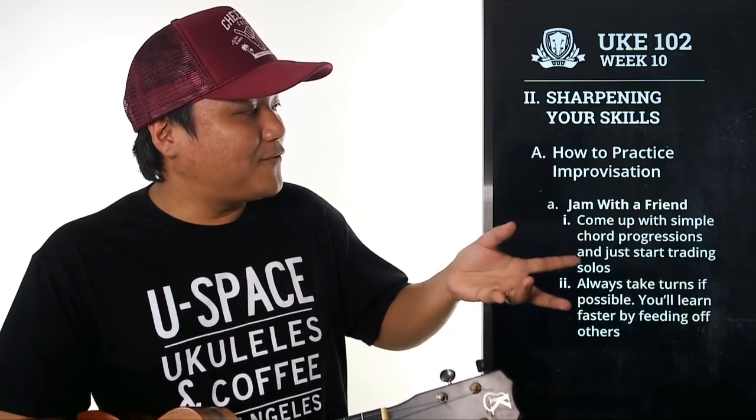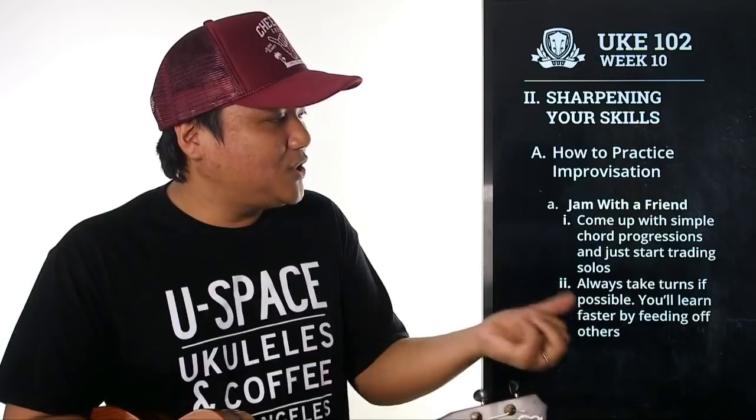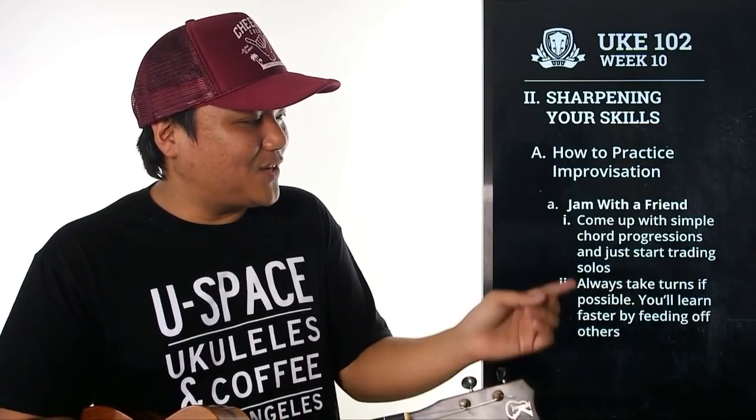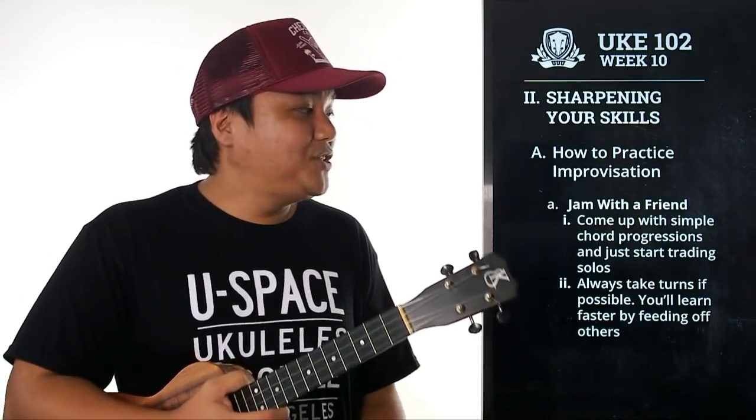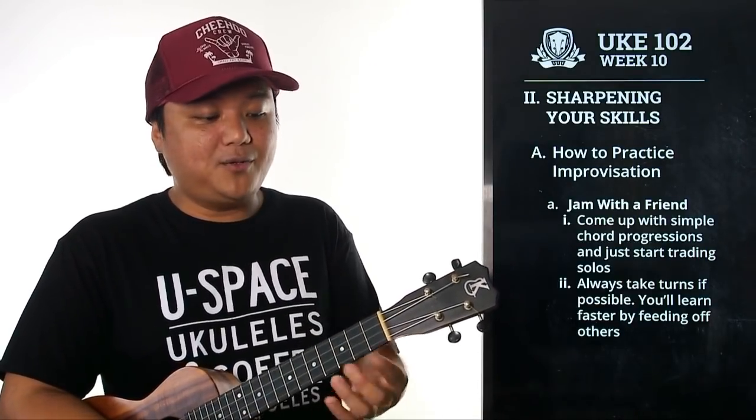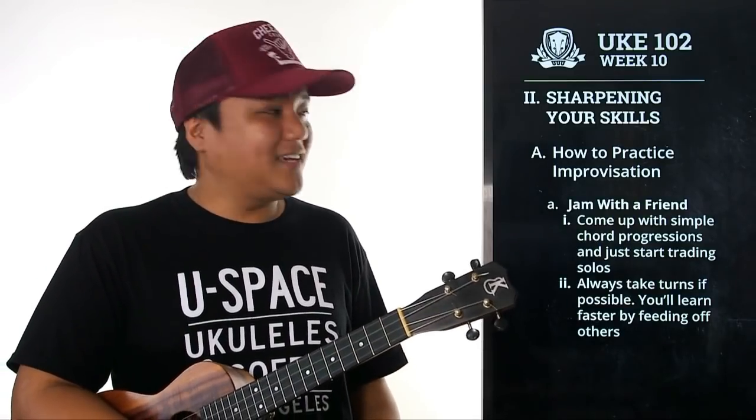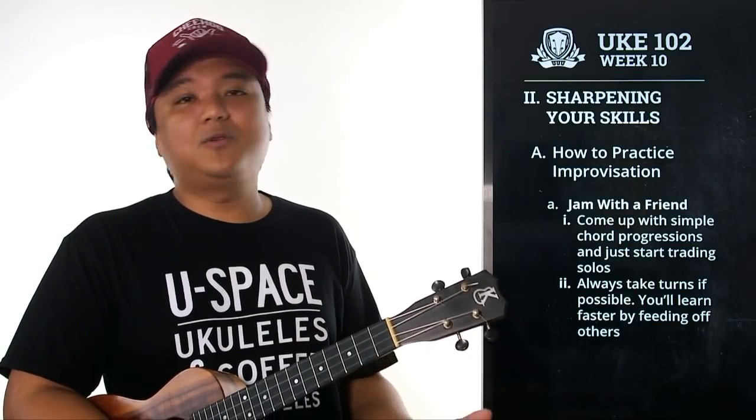So to jam with a friend, improv style, you can come up with simple chord progressions and just start trading solos. And remember, always take turns if possible, because you'll learn faster by feeding off of other people. I was jamming with a bunch of like-minded ukulele players who wanted to improve.